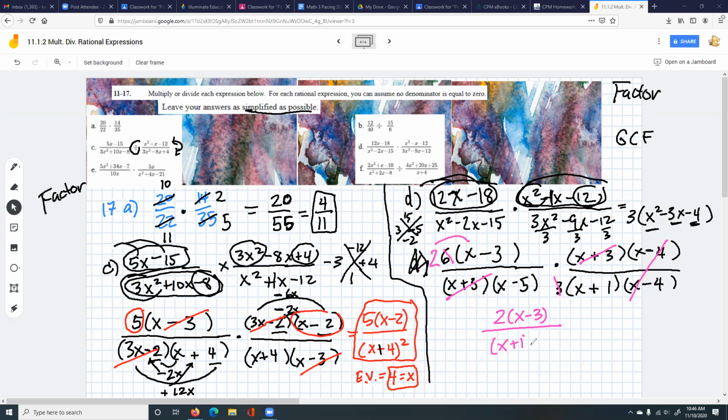Kind of like to put the lower number first and then the bigger number second. Okay, I'm going to try to slow down, make sure I don't make mistakes. When I go fast, I make a bunch of mistakes. 2 times x minus 3, x plus 1, x plus 5, that looks good.